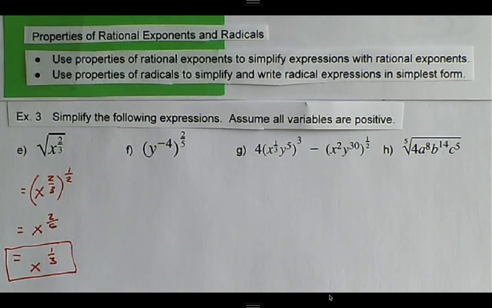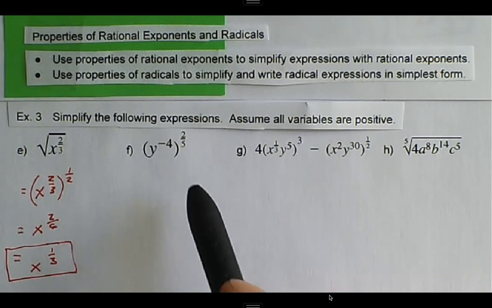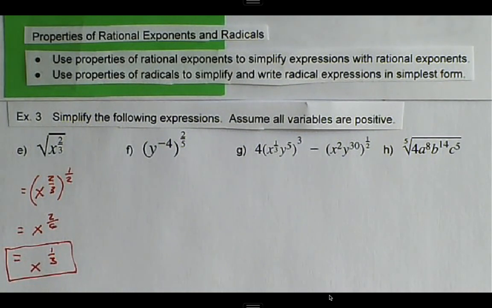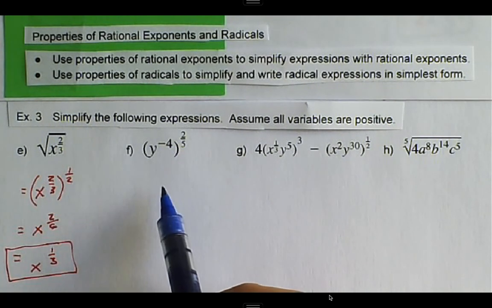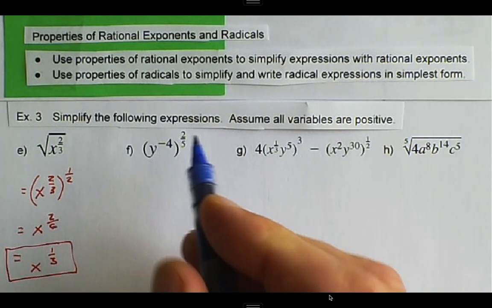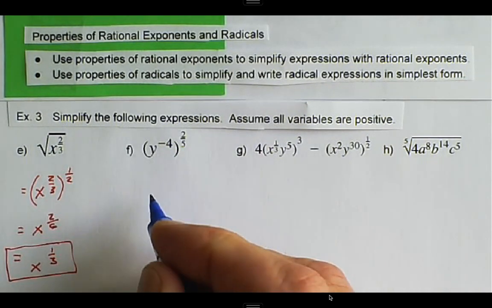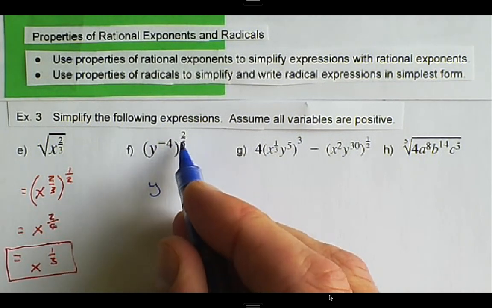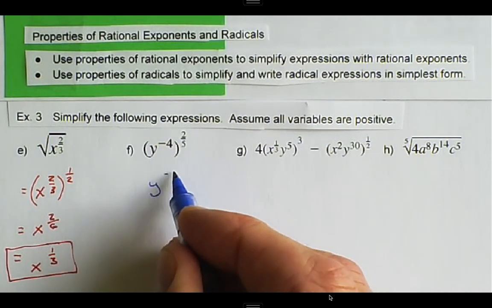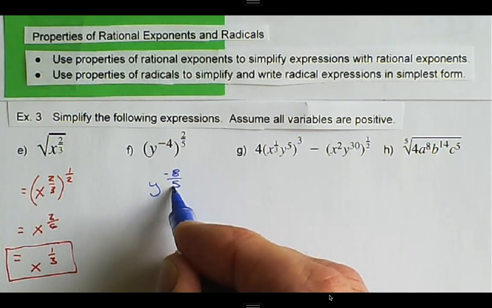Next example we have y to the negative 4 raised to the 2/5 power. Anytime that we have a variable that is raised to the negative, we can move it to the denominator. But what we want to do first is do this multiplication. So y, we multiply the fraction. Negative 4 times 2 is negative 8 over 5.